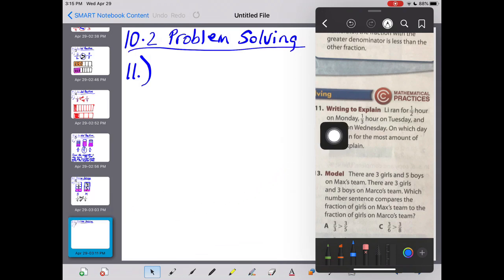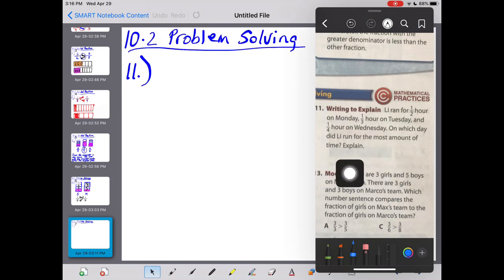For number 11, you're going to be asked to write to explain. So you're going to explain your reasoning in writing. Let's take a look at the real life problem you're working on. It says Lee ran for a half hour on Monday, 1/3 of an hour on Tuesday, and 1/4 of an hour on Wednesday. On which day did Lee run for the most amount of time?